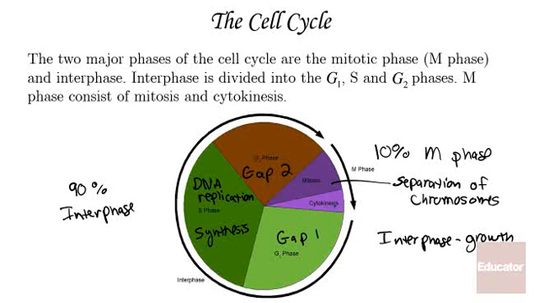Now, cytokinesis is the actual separation of what was 1 cell into 2 cells. So now we have 2 sets of chromosomes, everything we need for 2 cells, but it's still just 1 cell. The cell pinches off in the middle, the cytoplasm divides, and you end up with 2 daughter cells. Cytokinesis is the actual physical separation into 2 cells.